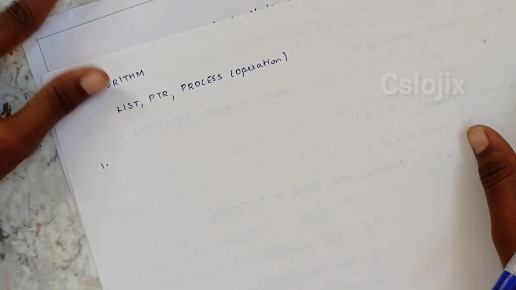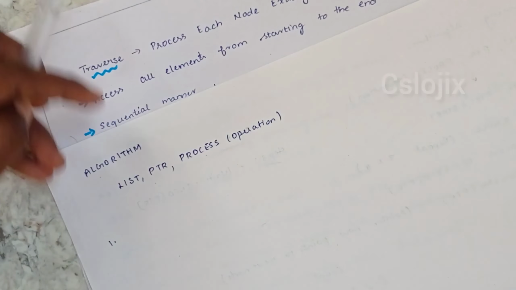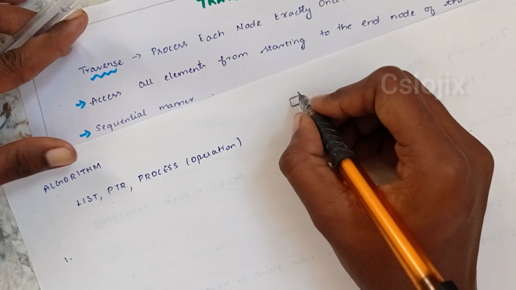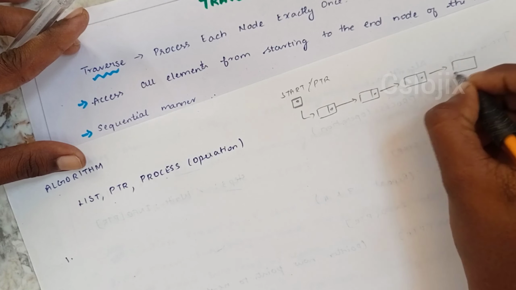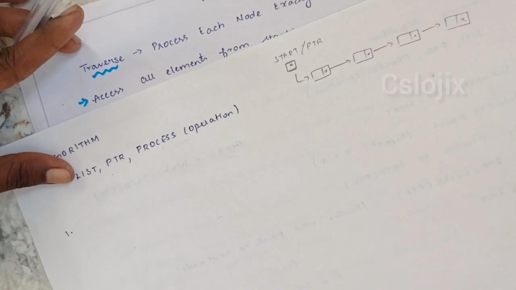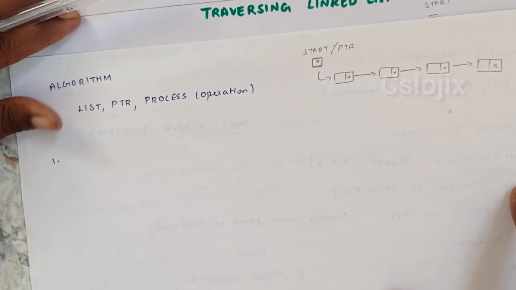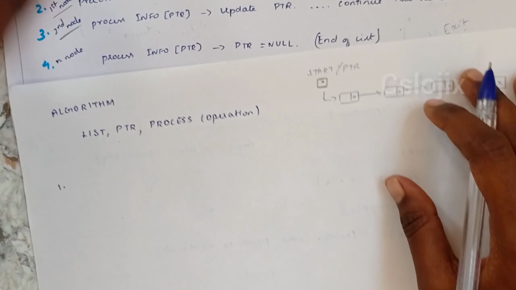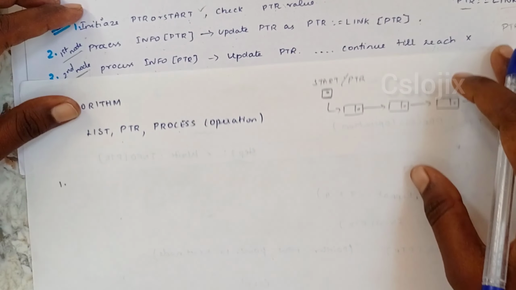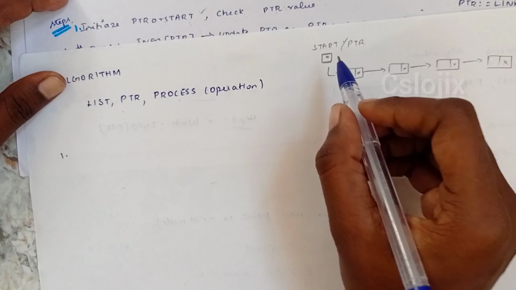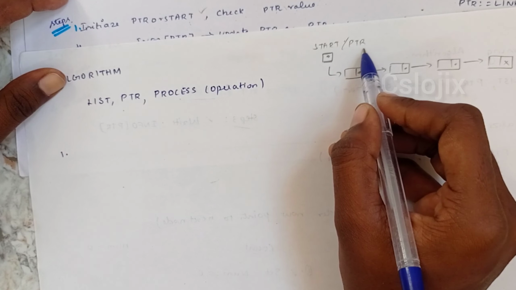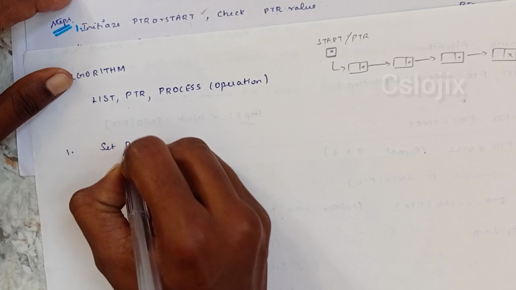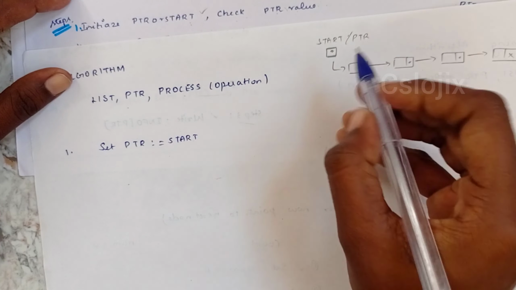In the first step, I'll draw the diagram here. So this is the linked list diagram. What we are going to do now is write the algorithm based on the steps. First, I'm just assigning the pointer equal to start. So we are going to set the pointer equal to start. Okay, this is the first step.